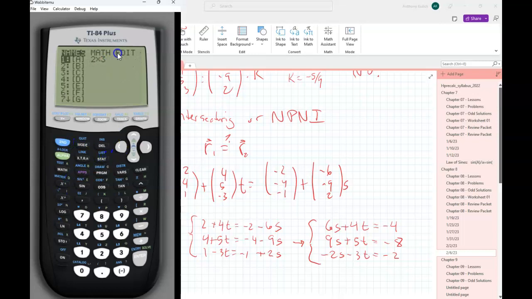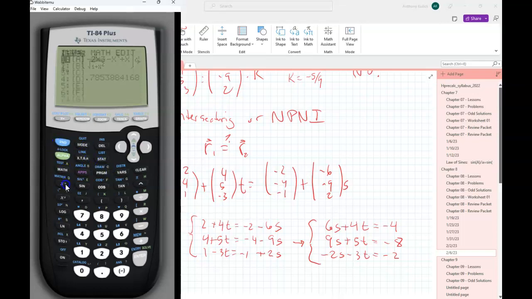So I'll go into the matrix menu, go to the edit tab, and type in my matrix. So this is still a 2 by 3. So I have 6, 4, negative 4, 9, 5, negative 8. Notice again, I'm using only 2 of the 3 equations. I'm not using all 3. If you use all 3, you'll get a line of all zeros at the bottom if it's solvable, and that'll be confusing to you because that usually means infinitely many solutions.